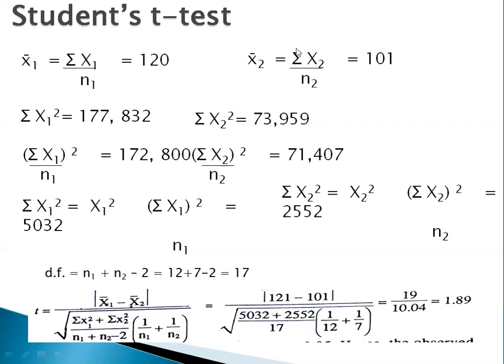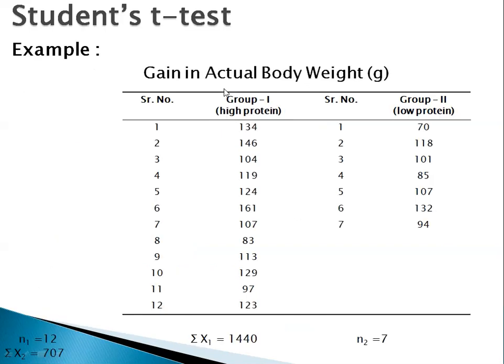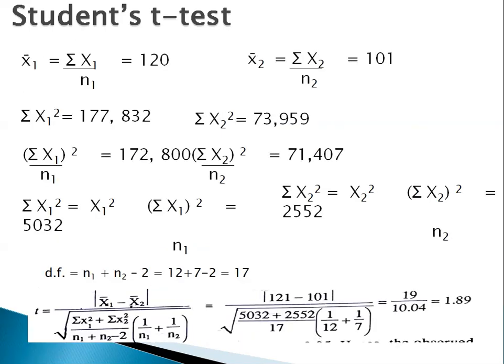x2, all the values, that is 707, divided by n2, that is 7, and we will get the value 101, and for x1 bar that is 120. Again, the summation of x1, so 1440, you need to make a square of it.